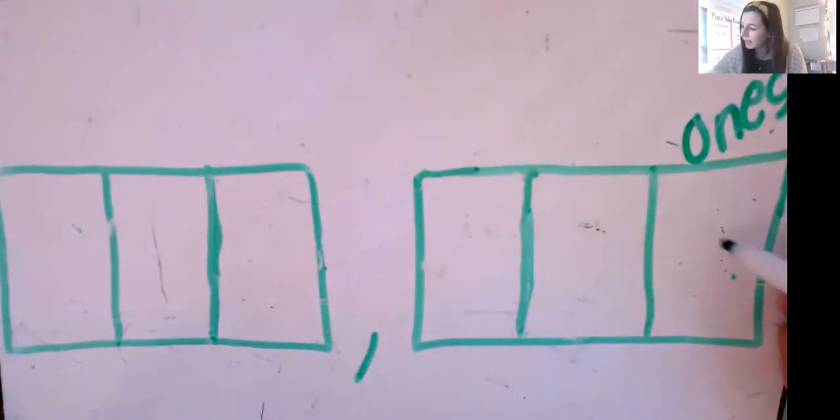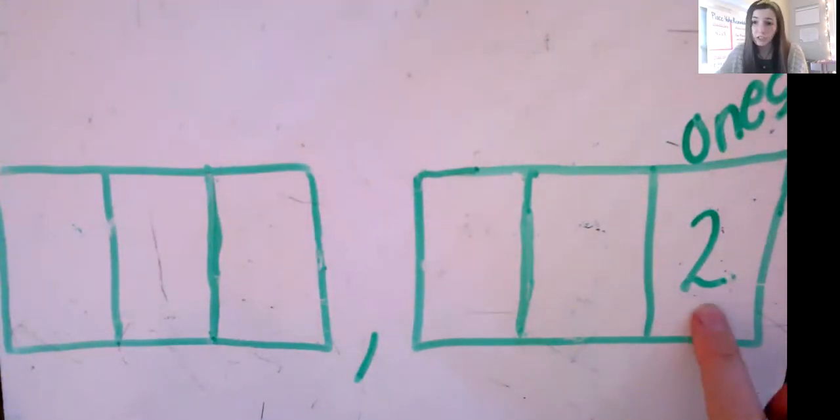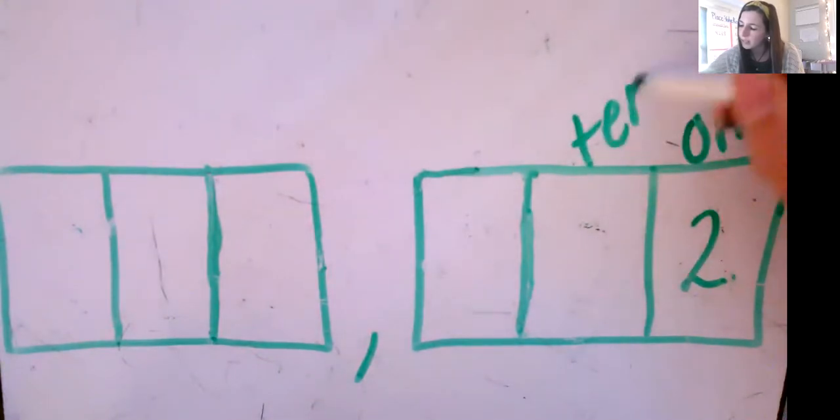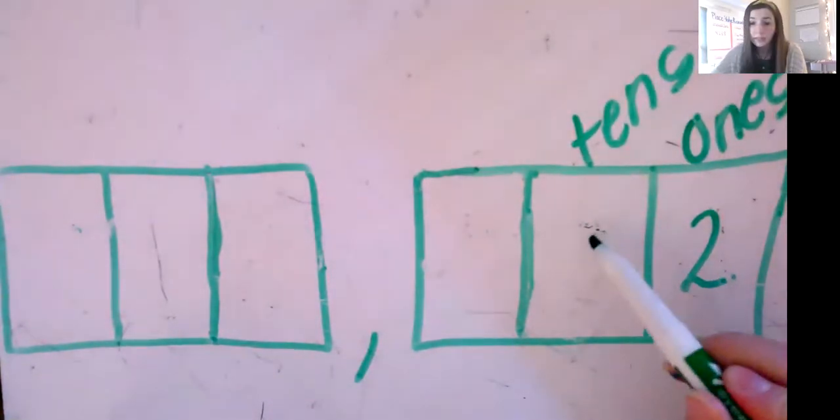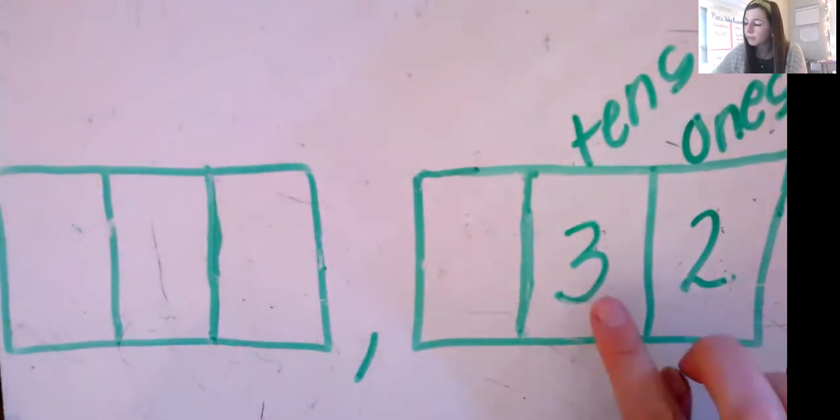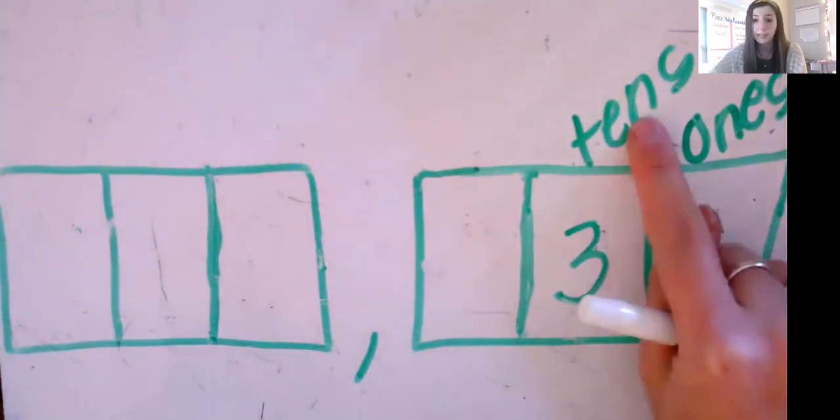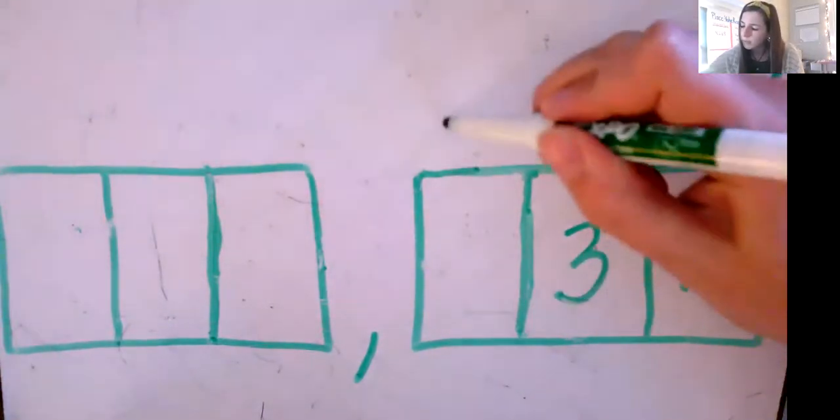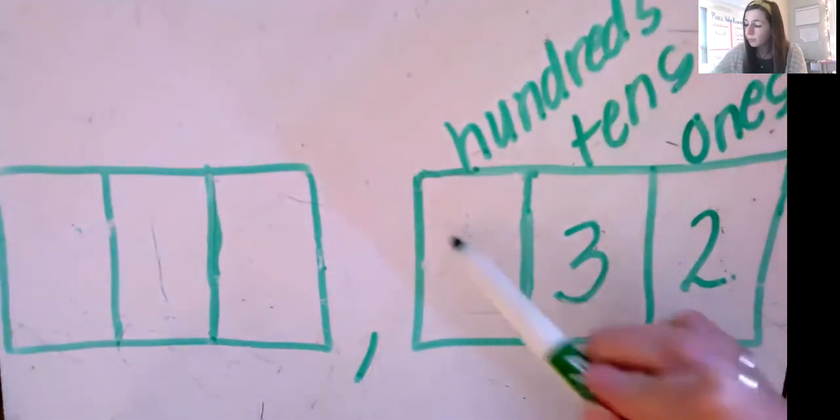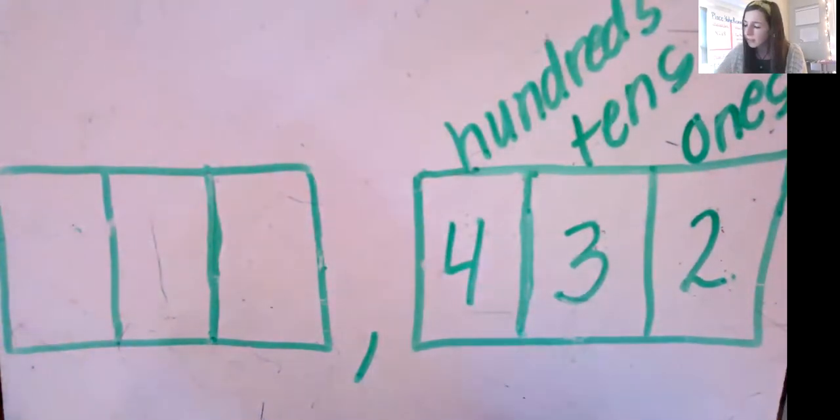If we have, let's say, a 2 in our ones place, that digit 2 has a value of 2 because it is equal to 2 ones. Our next place value position would be the tens place. And if we put a digit of 3 here, this digit 3 has a value of 30 because it is equal to 3 tens. Next, we move on to the hundreds place. If we put the digit 4 in our hundreds place, that digit has a value of 400.